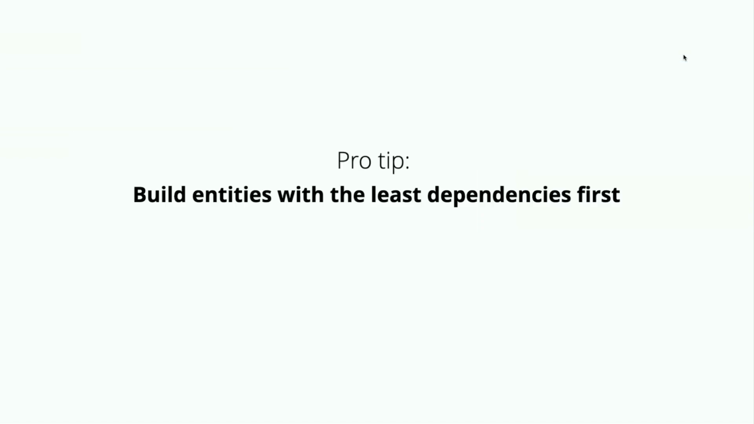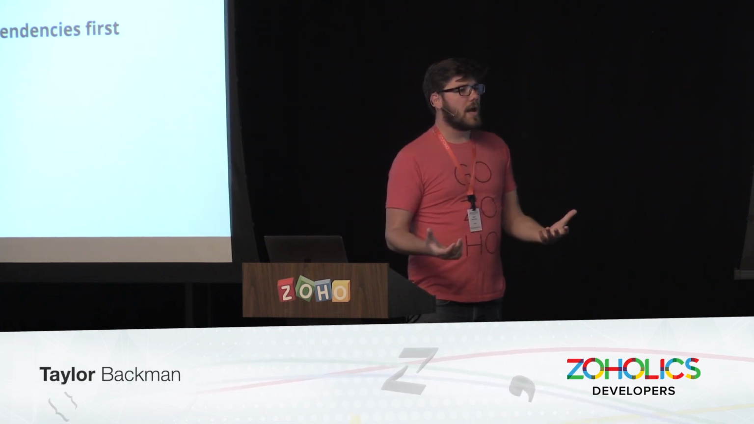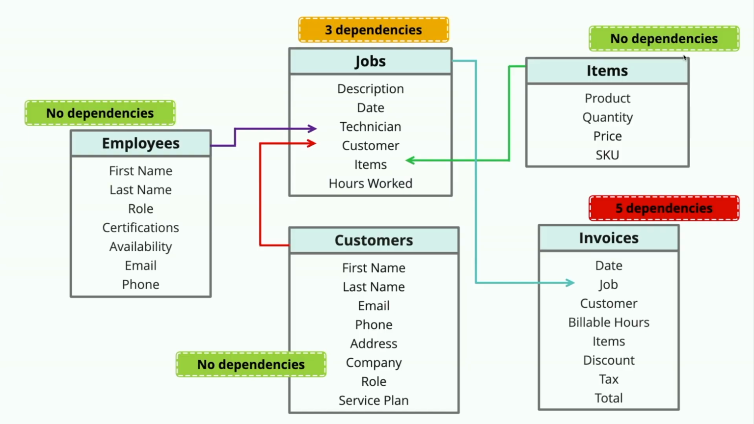So in general, a pro tip here, build entities with the least dependencies first, right? Meaning that when we look at this, when we build our employees form, we don't need any other information from any other part of our application to do this. We just need to know who our employees are, which we already know. So we could take a spreadsheet, upload that, bam, we have our form, didn't require any other work to do. But when we get to something like jobs, we need to pull in employee information, we need to pull in item information, and we need to pull in customer information, right?